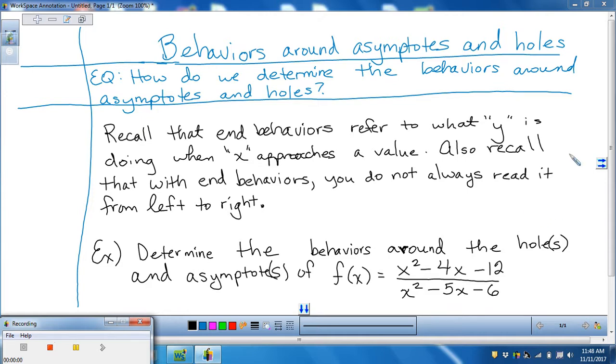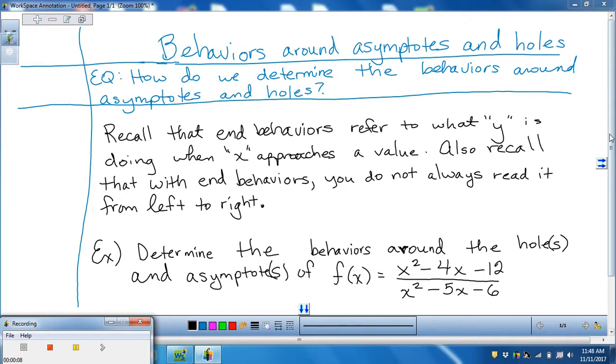Hello. Today's lesson is about behaviors around asymptotes and holes. Our essential question is, how do we determine the behaviors around asymptotes and holes in our function? First thing I want you to recall is that end behaviors refer to what y is doing when x approaches a particular value. Also recall that within behaviors you do not always read the graph from left to right.